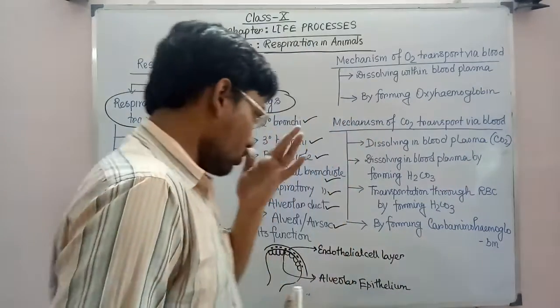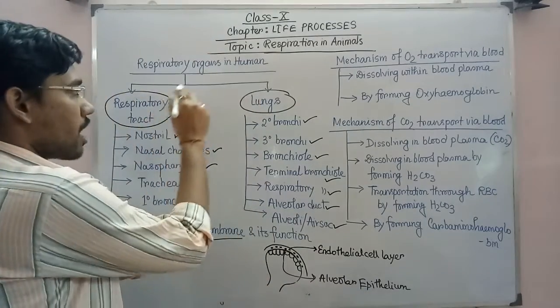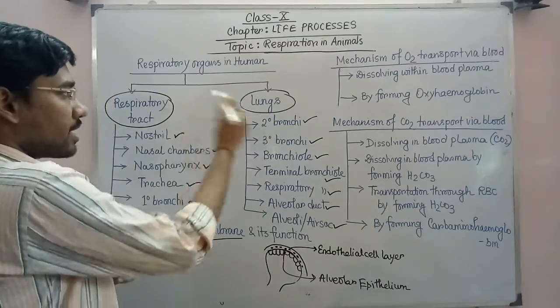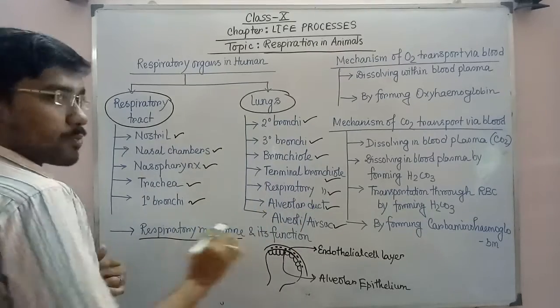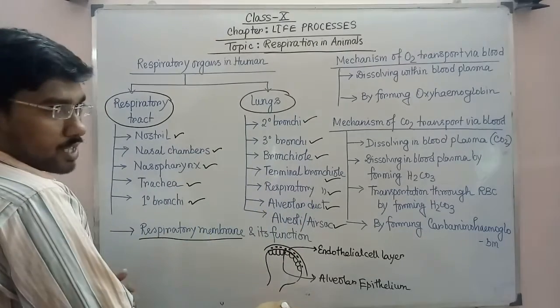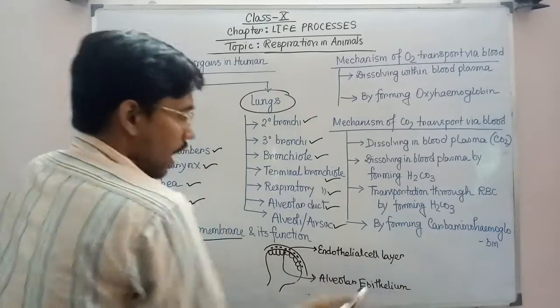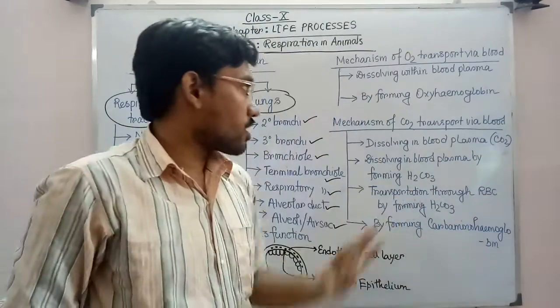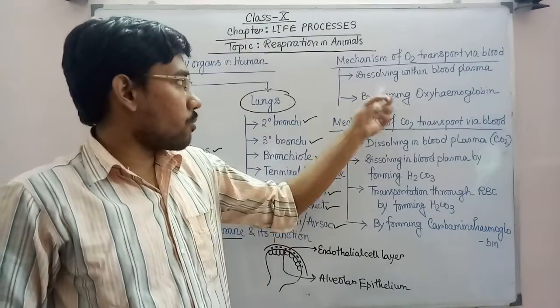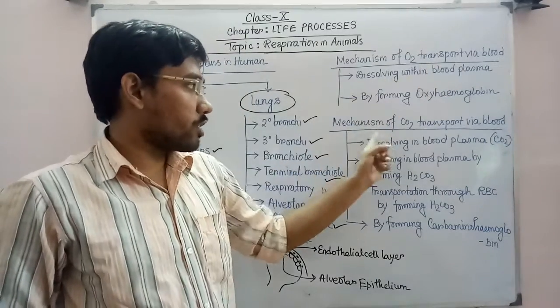So I think you have understood the total procedure: the parts of the respiratory tract; inside the lung, into how many parts this respiratory tract gets branched; then what the respiratory membrane is; what the composition of the respiratory membrane is. These two, and then the mechanism of oxygen transport via blood and the mechanism of carbon dioxide transport via blood. This one is from lung to body tissue, and this one is from body tissue to lung.